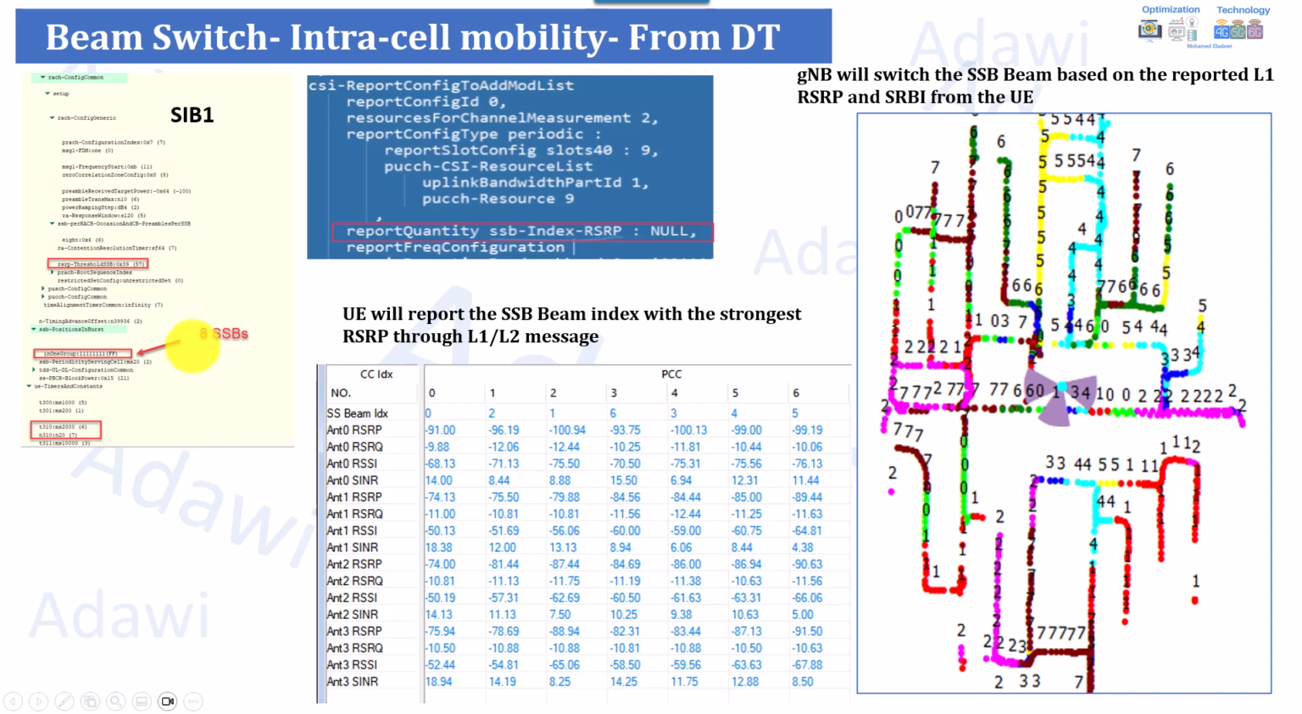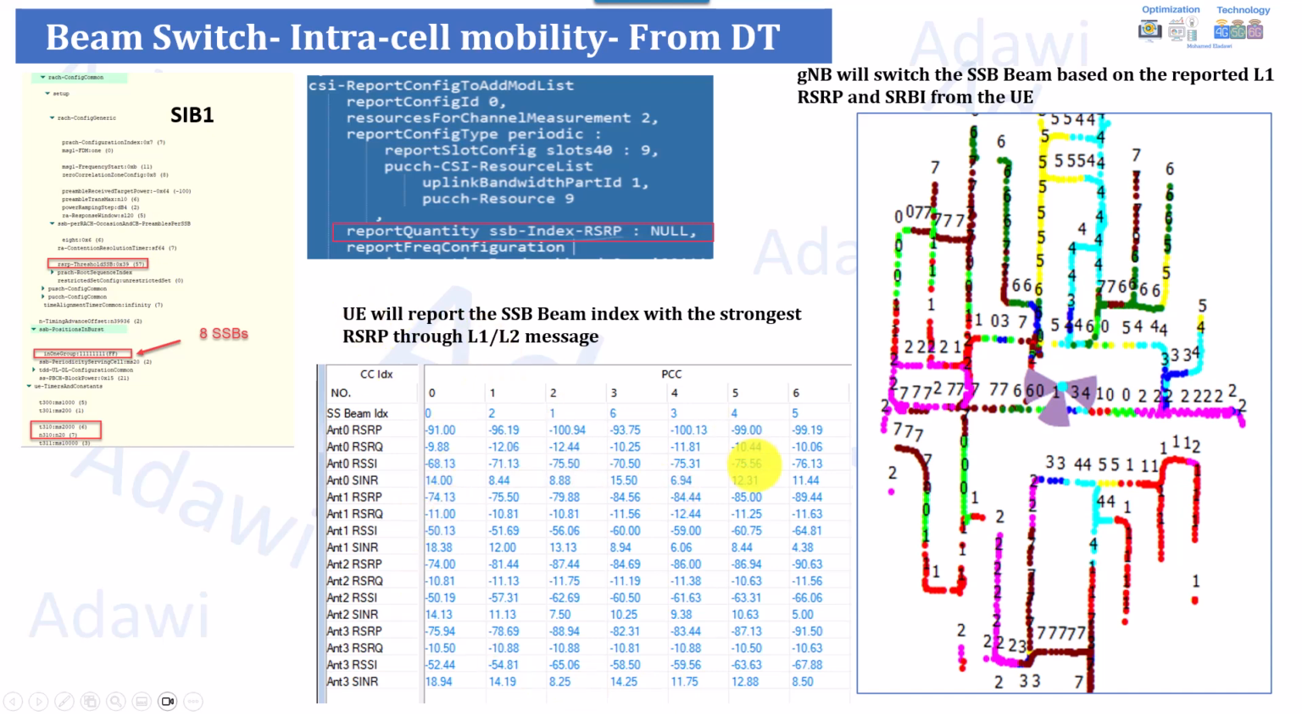So here I'm assuming you have 8 SSB beams, and again the gNB will be delivering some information to instruct the user to report the coverage and RSRP through the L1, L2 message, and the beam index as well, which is SSBRI, to let the UE report this information to the gNB. So this is how the information will be reported.